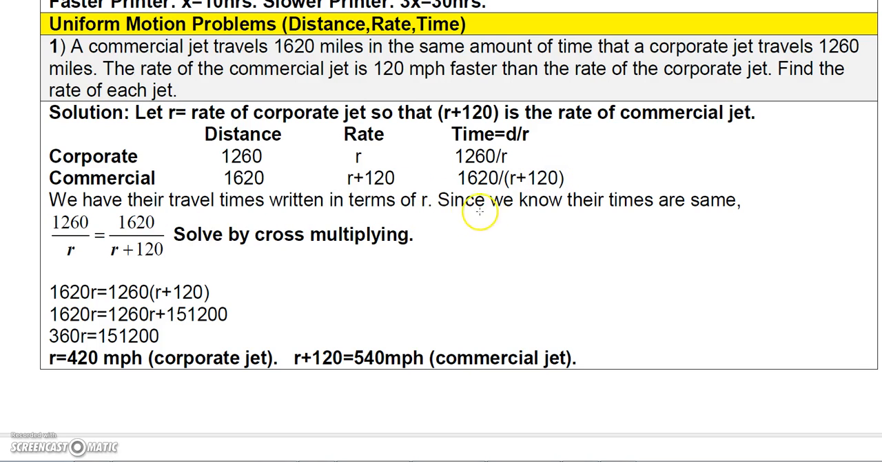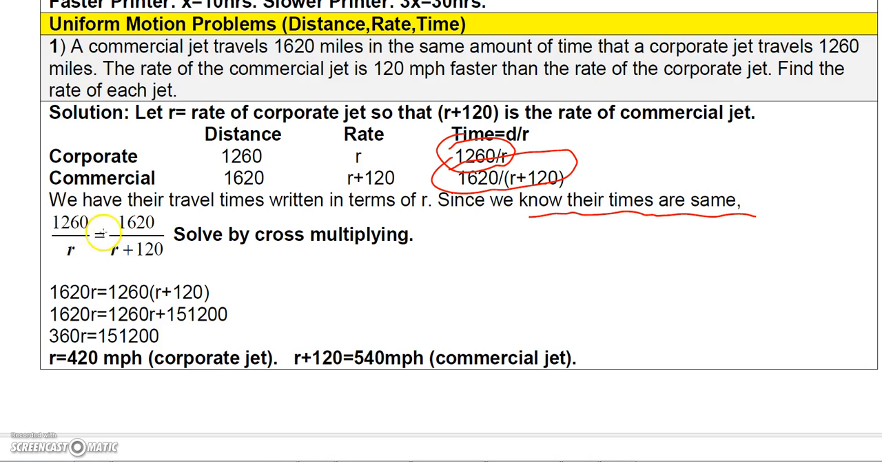Now, we know their times must be the same. So this is the time it takes the corporate jet to make the trip. This is the time it takes the commercial jet to make the trip. And since those times are the same, we can just set those equations equal to one another. Okay, now this is a proportion. And so earlier we learned how we can solve a proportion by cross multiplying.